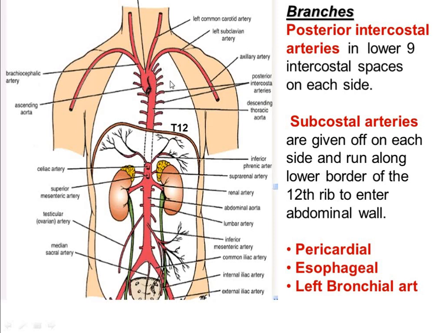Then it gives certain pericardial branches, certain esophageal branches, pericardial branches to the pericardium. The heart is supplied by coronary arteries, which are branches of the ascending aorta. Then esophageal branches, then the left bronchial artery. What happened to the right bronchial artery? So let's see in detail about these branches.